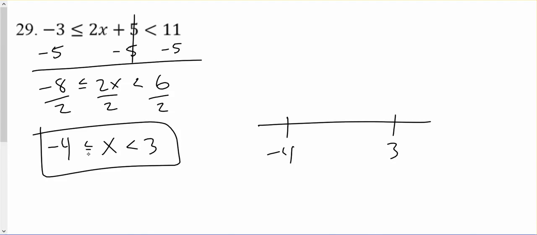We've got the equal sign between the x and the -4, so that's going to be a closed circle. Don't have an equal sign here, so that's going to be an open circle. Go back here, we're eating the x between the x and the -4, so that goes to the right. And we're eating the 3 between the x and the 3, so that goes to the left. All real numbers greater than or equal to -4 and less than 3.